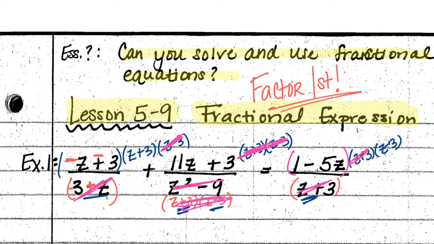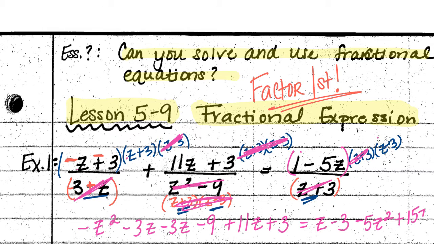So, you know what, maybe I will take this negative out. No, I'll leave it. Negative z times z is negative z to the second. Outer terms, I have a negative 3z. Inner terms, I have another negative 3z. Last terms, I have negative 9 plus 11z plus 3. FOIL again. 1 times z is z. Outer, negative 3. Inner, negative 5z squared. And last terms looks like it's positive 15z.